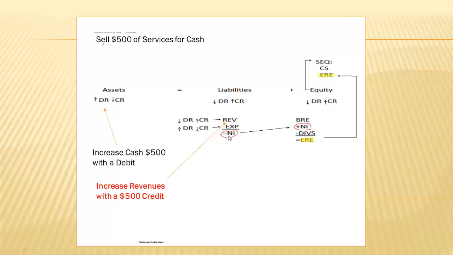So revenues, all things being equal, increase net income. And net income is mapped over into the statement of retained earnings as an addition. So all things being equal, net income will increase retained earnings. And retained earnings is a component of equity. So fundamentally what we've done here by crediting revenues is to increase equity. So that's why we credit revenues.